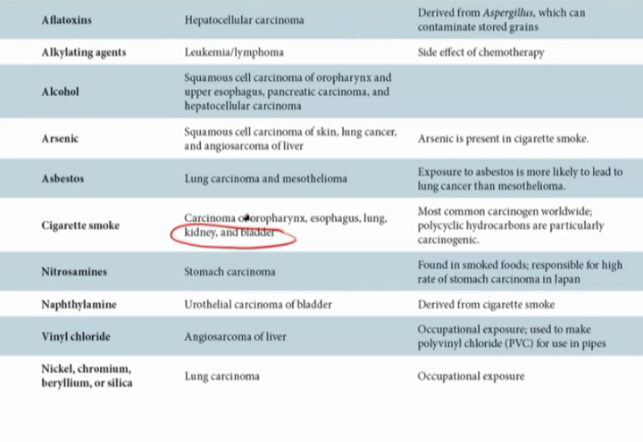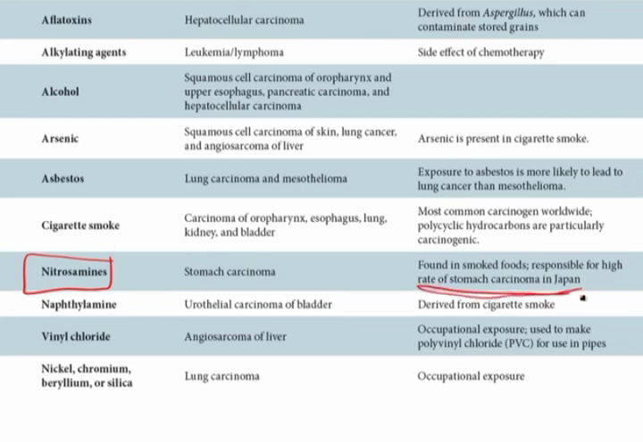And so cigarette smoke is the key risk factor for both kidney and bladder cancer. All right, so that's the association with cigarette smoke. Now, nitrosamines, the next one on the list, is highly associated with stomach carcinoma, and it's found in smoked foods, and it's responsible for the high rate of stomach carcinoma in Japan.